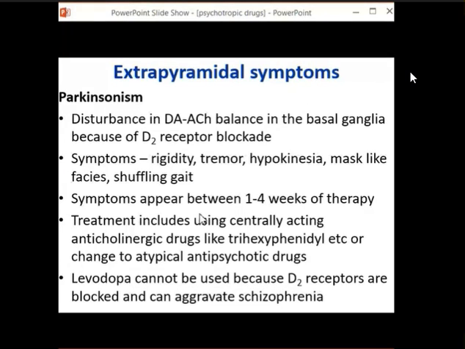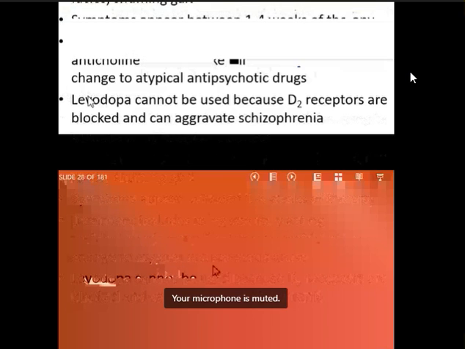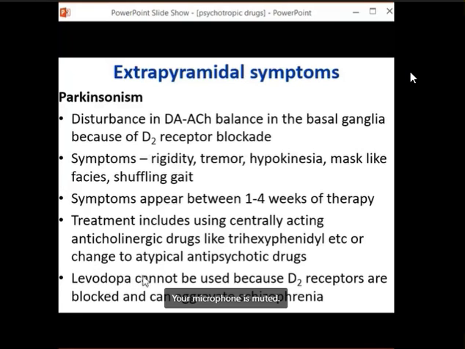Treatment usually includes centrally acting anticholinergic drugs like trihexyphenidyl, or the patient can be changed to atypical antipsychotic drugs. Even to prevent Parkinsonism, we can add anticholinergic drugs along with the antipsychotic drugs. However, though levodopa is the main drug for the treatment of Parkinsonism, in cases of drug-induced Parkinsonism, like antipsychotic-induced Parkinsonism, levodopa cannot be given. Because... why can levodopa not be given, anyone?